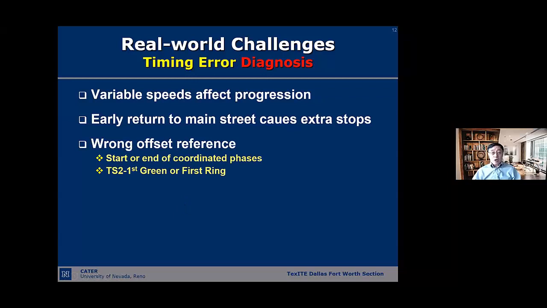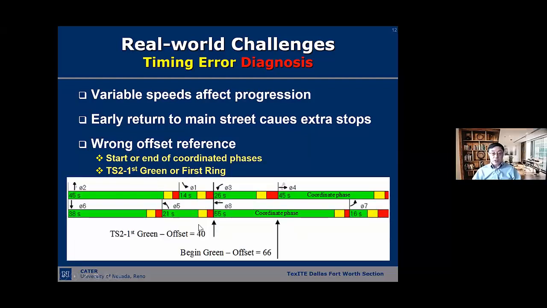Offset. Offset is one of the most important parameters for coordination. You would think offset is a simple concept, but I found out most mistakes made are actually related to a wrong offset reference. So in this case, I'm just showing a quick example. It's the same timing information. There are two different ways of referencing offset. The first is called TS2 first green. If you reference TS2 first green, which is here, that offset is 40.